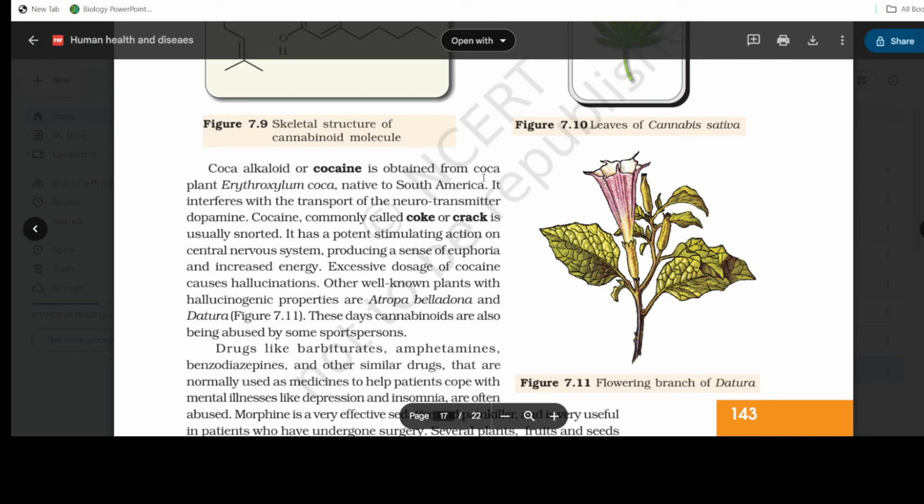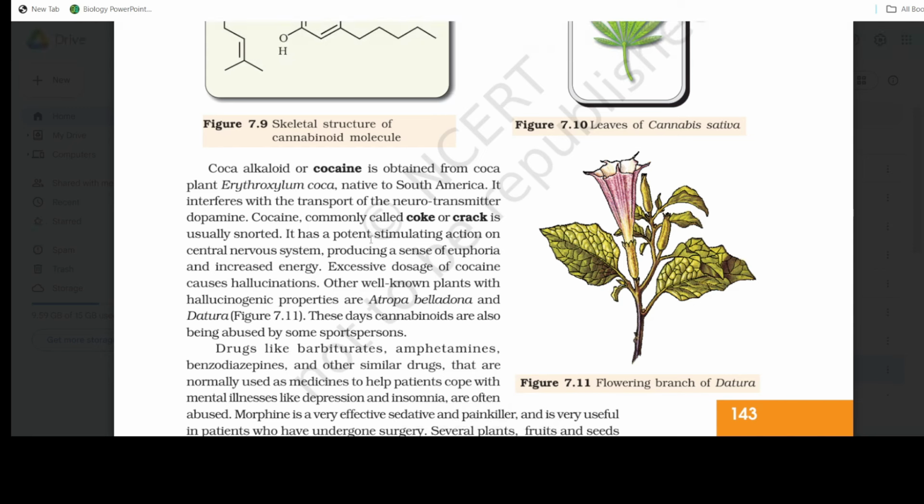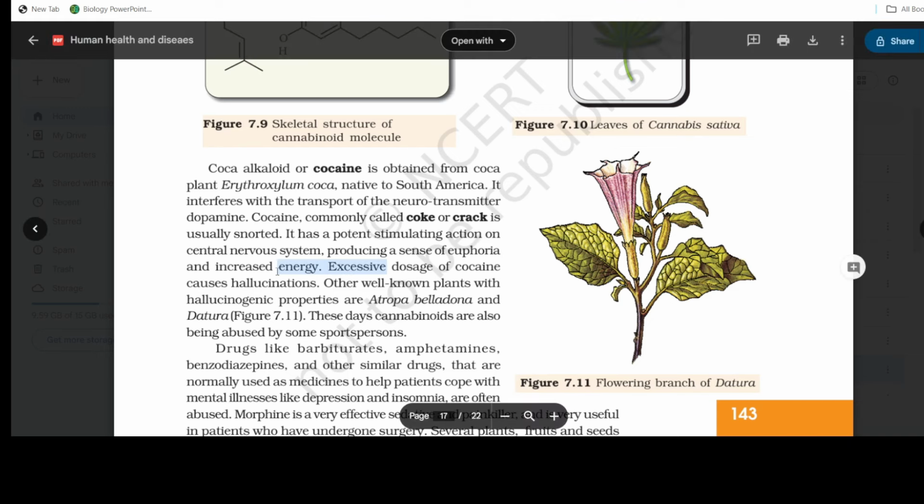See here, they have given you this Erythroxylum coca. Cocaine is obtained from this plant and interferes with the transport of the neurotransmitter dopamine. This cocaine is usually snorted and has a potent stimulating action on the central nervous system, which causes increased energy.